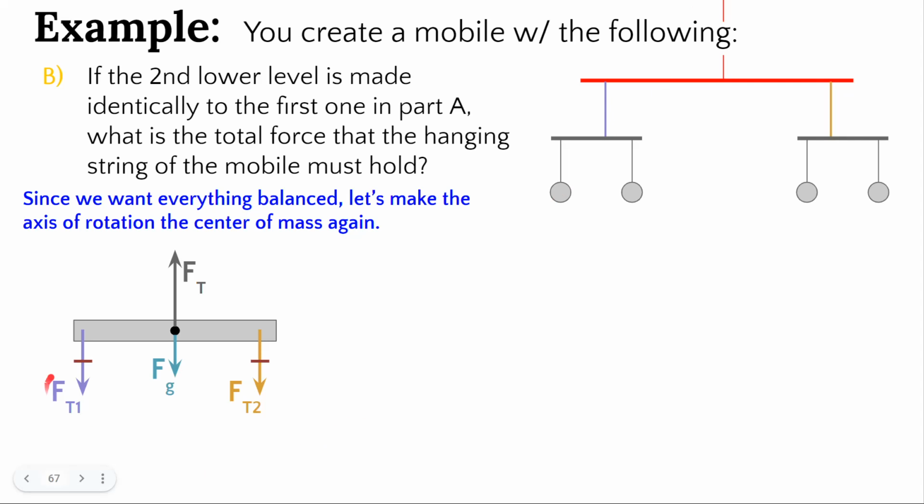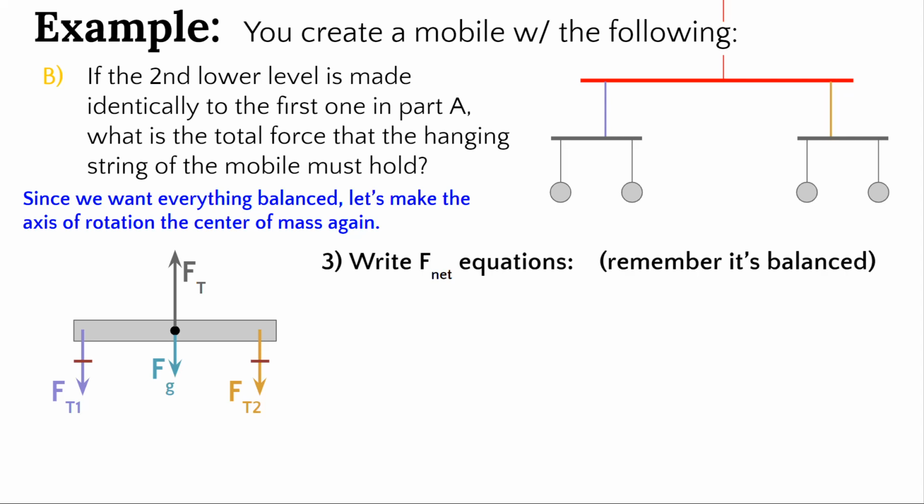Note that I also marked FT1 and FT2 as equal to each other, because it says that the second lower level is identical to the first one. So we're assuming that these two are completely identical to each other, meaning that they would have equal amounts of force. So again, we have our axis of rotation, we have our free body diagram.